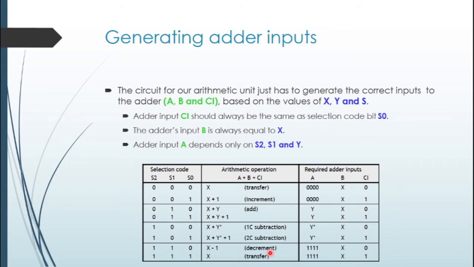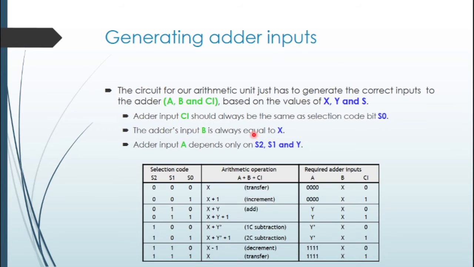So here you can see there has to be some scenario where we set up the inputs to the main adder according to our selections. So there has to be a small circuit that generates the inputs. The circuit for the arithmetic unit just has to generate the correct input for the adder based on the value of x, y, and s. So you can see from this table, you can simply use s0 as ci. Ci is just the same thing as s0. Whatever the value of s0 is, ci is the same. So the adder input ci should always be the same as selection code bit s0.